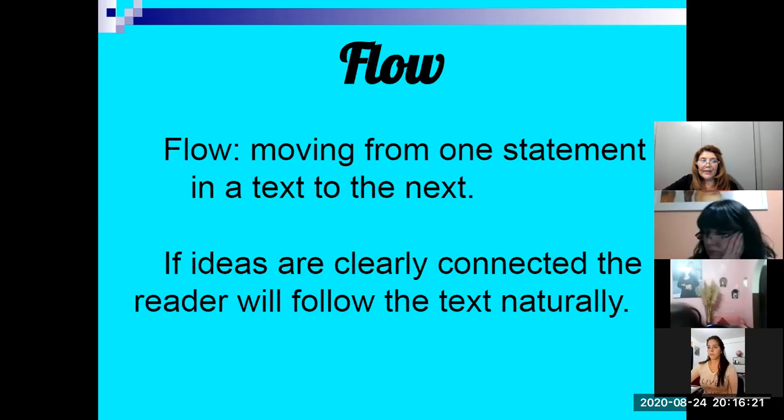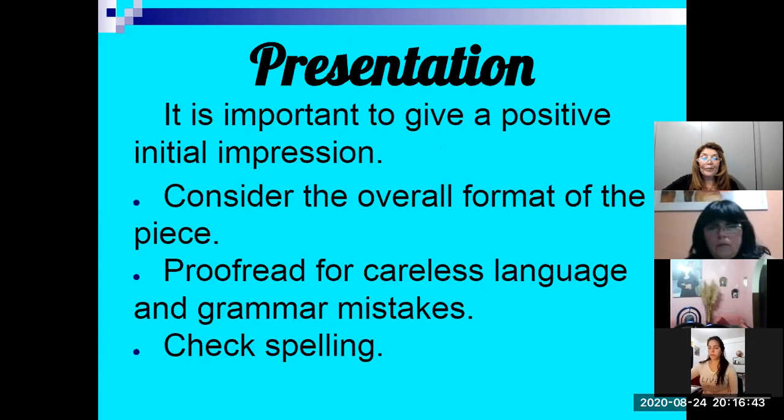Following with the linkers, the flow. The linkers are going to provide this flow from one statement to another. If the ideas are clearly connected, the reader will follow the text naturally. So this is really very important.